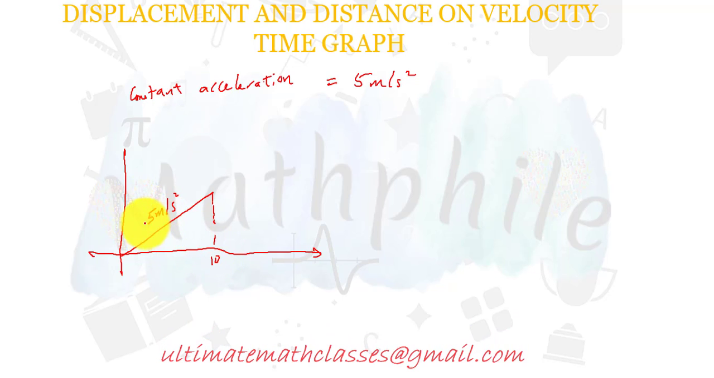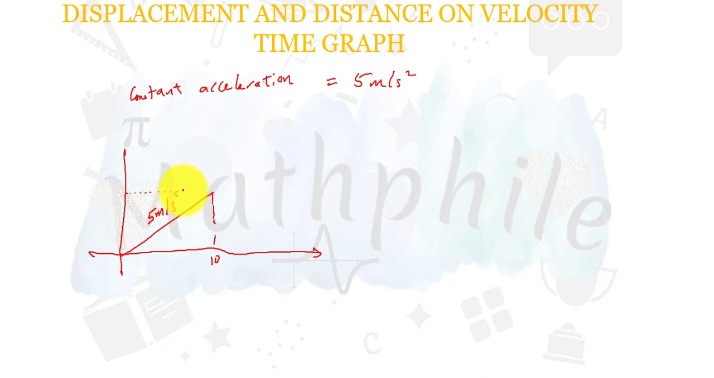Okay, so with the gradient and the time given, you should be able to find the velocity, can't you? Yeah. So let's find the velocity. It's 50. So we're saying that in 10 seconds, the velocity of the object is 50 meters per second. Good. So let's say that instead of starting from the origin, an object is traveling at a constant speed of 5 meters per second.